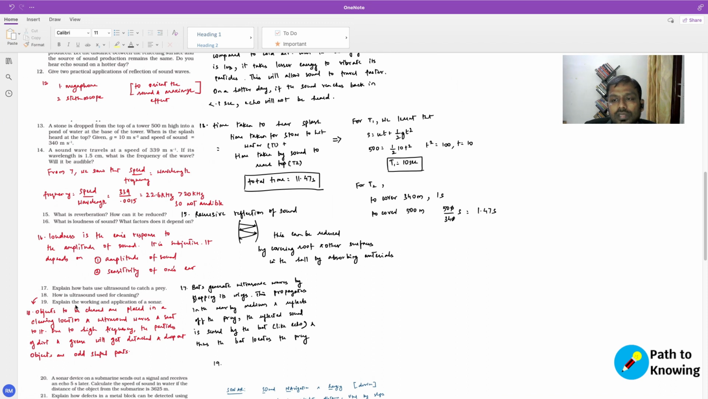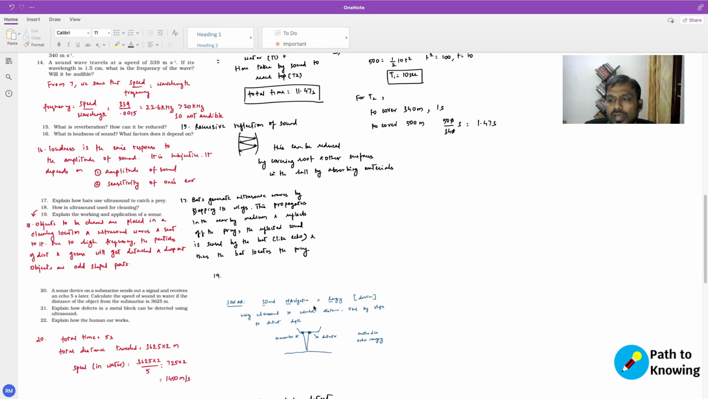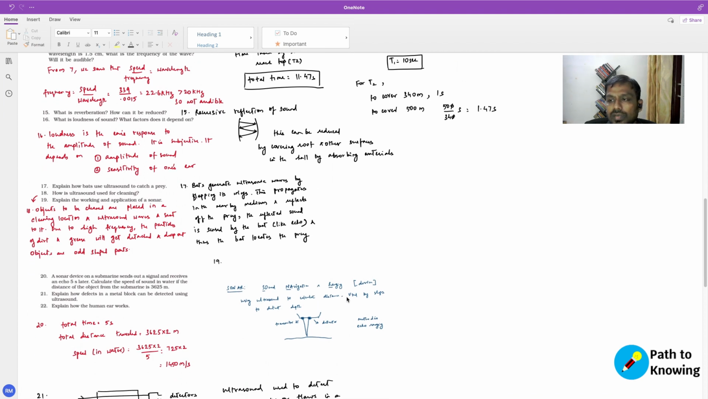Explain the working and the application of a sonar. So we discussed this. Sonar stands for sound navigation and ranging. Typically, the purpose of a sonar is to emit ultrasound waves from the ship. There are two parts. There is a transmitter and there is a detector part.